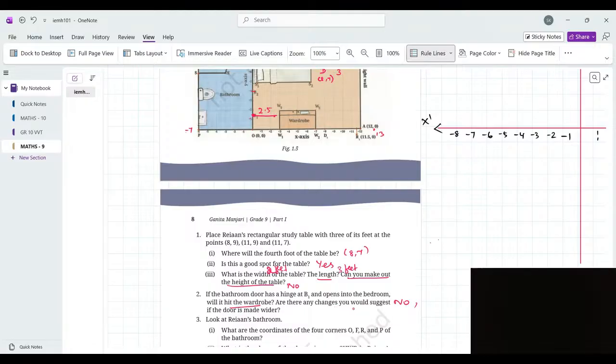Are there any chances, would you suggest, if the door is made wider? If the door becomes much wider, it will come close to the wardrobe. So in this case, the door could be made to open inward in the bathroom. So the door width could be kept limited for comfortable movement.